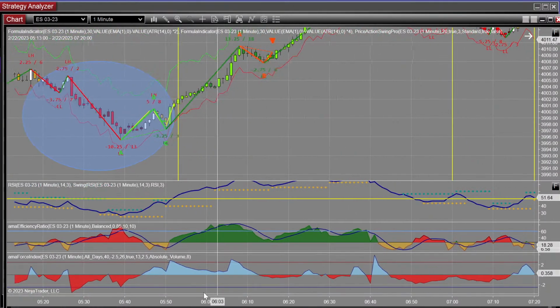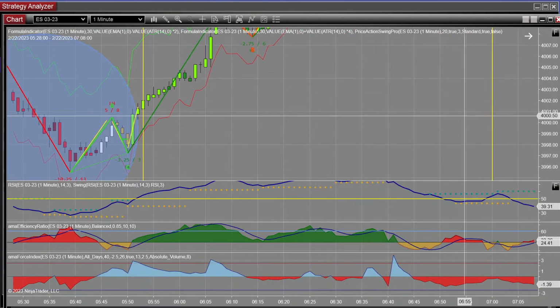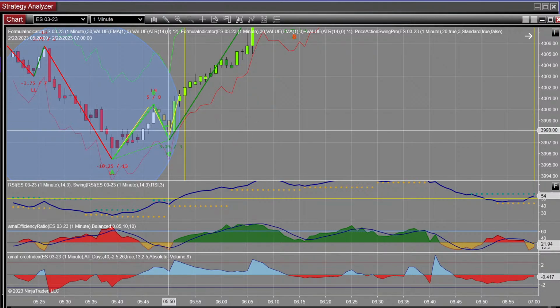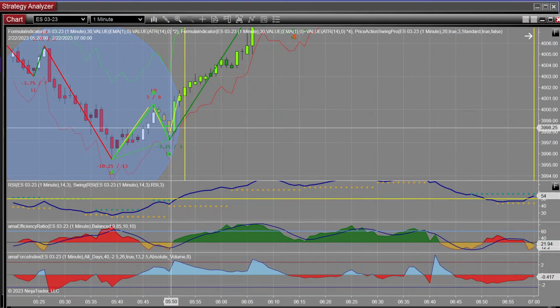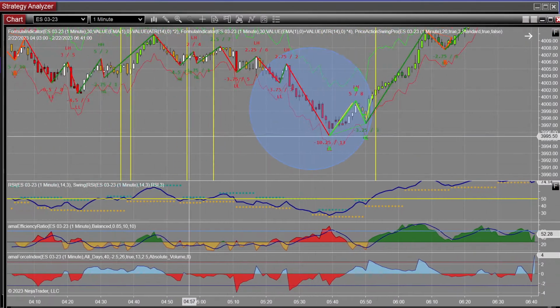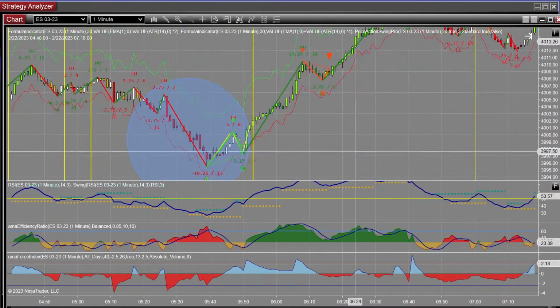For some reason, it didn't give us the arrow. But that is the point, that's where it's saying to enter. After this bar closed, it would have given us a signal, so we would have entered at that level, right here. Dude, this thing's sick. It's a cool indicator.